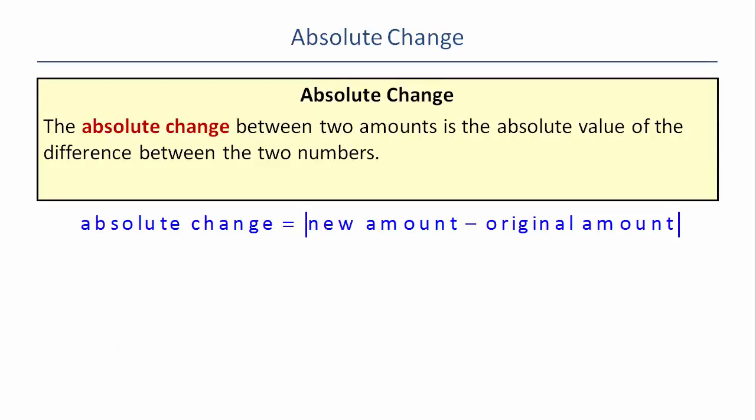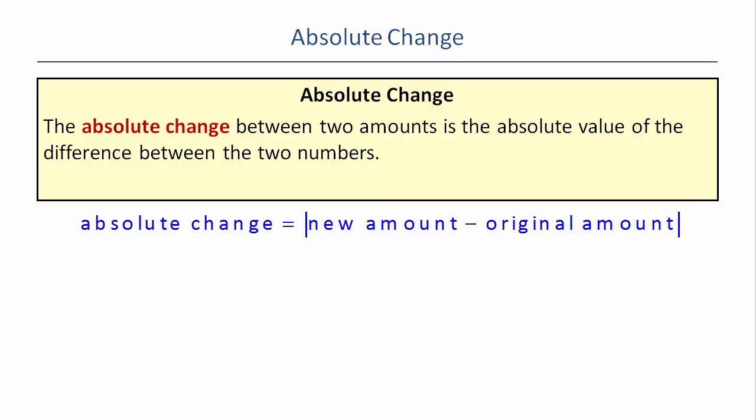All right, absolute change is literally what it says. It's the absolute difference between two amounts. It's the new amount minus the original amount, or the original amount minus the new amount. It really doesn't matter because you're always going to take the absolute value of it. So if you start with a small number and subtract the big number from it and get a negative, you just change that into a positive.